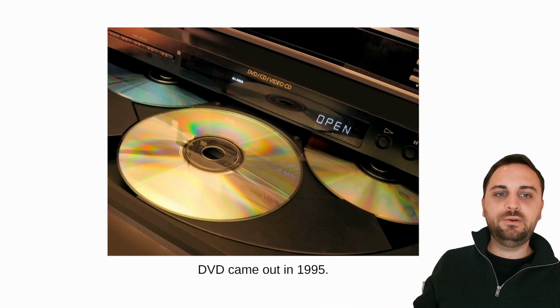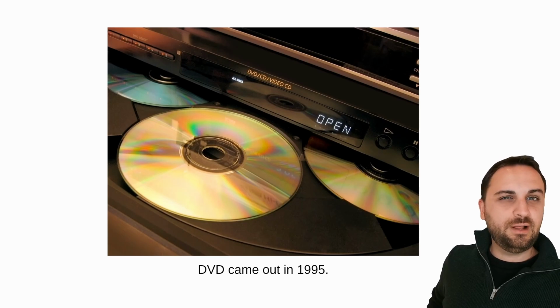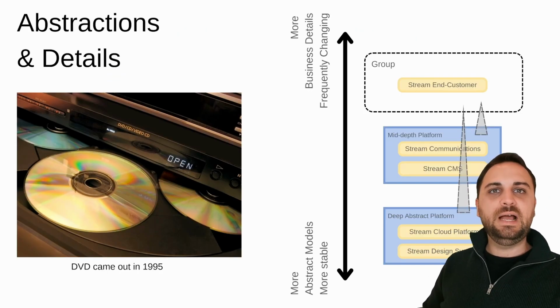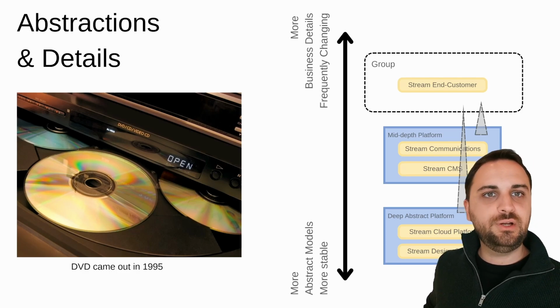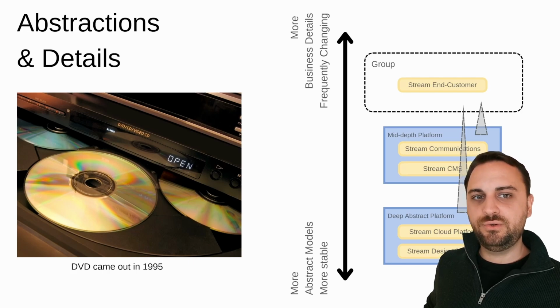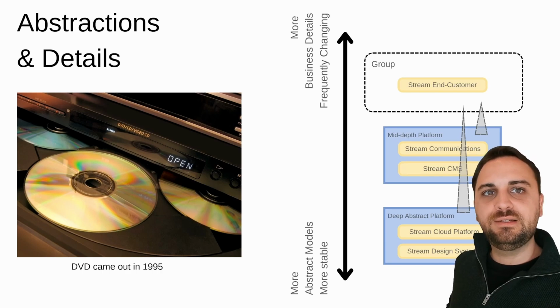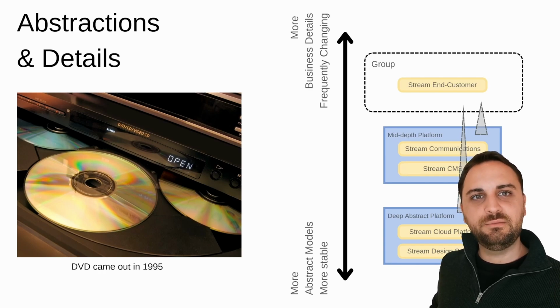So DVD came out in 1995. So how does that work, right? We put a DVD disc into the DVD player and it plays on a television. That is actually quite a good model for thinking about abstraction. So you have some details that are very close to the business and changing all the time. And you have some details that are not close to your business and should not change frequently and should be more stable. And the art of platform teams is not taking away those frequently changing business mission details, but providing something that simplifies and remains stable.